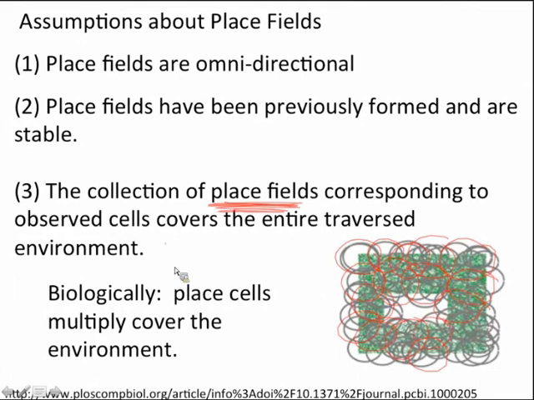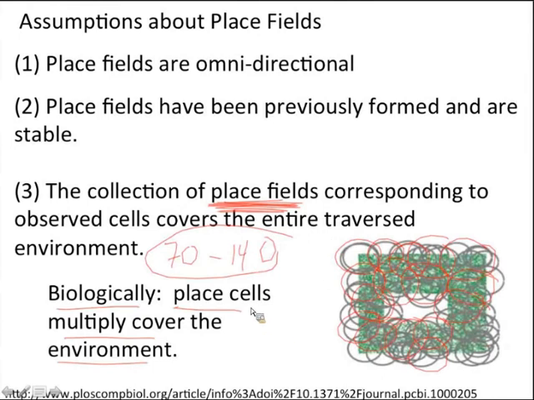And between 70 to 140 were sufficient, even though we have many, many more place cells, orders of magnitude more in our actual brain. So our place cells multiply cover the environment. Biologically speaking, and in simulation, they also need to cover. Basically, double coverage is quite sufficient. Don't even quite need double coverage, but double coverage will give you the correct topology. Questions there?